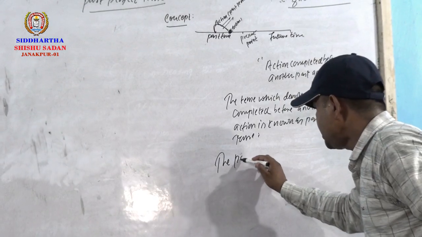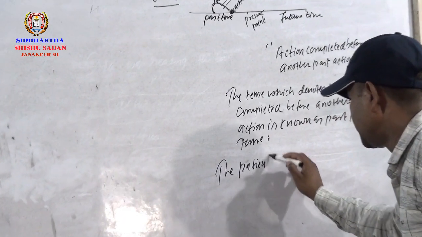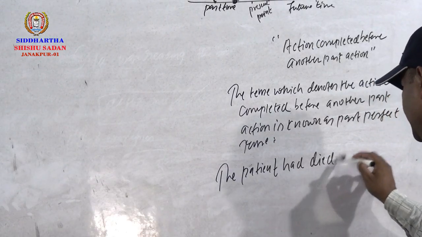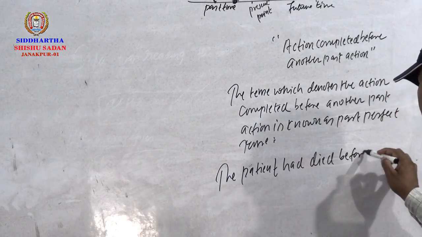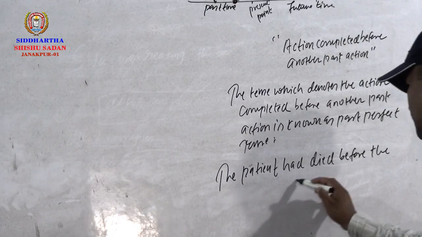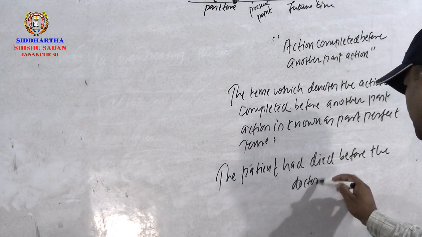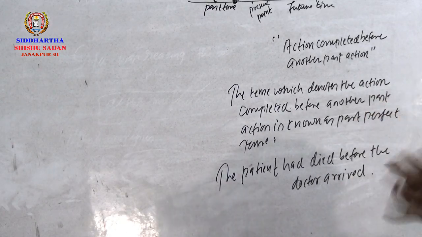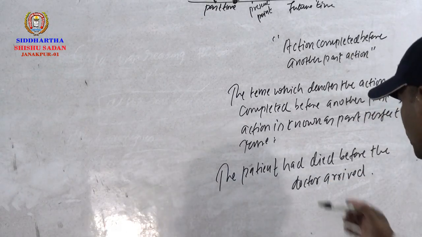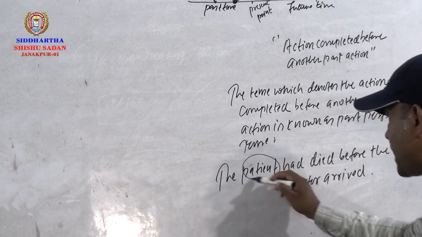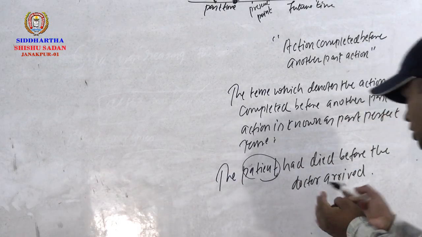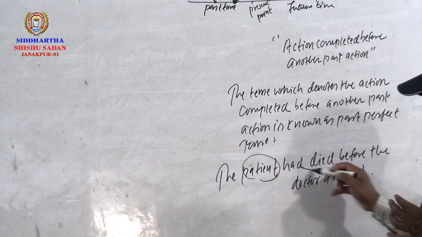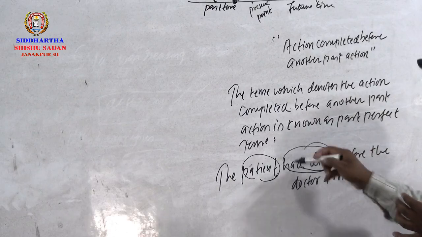The patient had died before the doctor arrived. See here, which action occurred first here? Did the patient die first or did the doctor arrive first? Patient died here first. That's why it is in past perfect tense here.